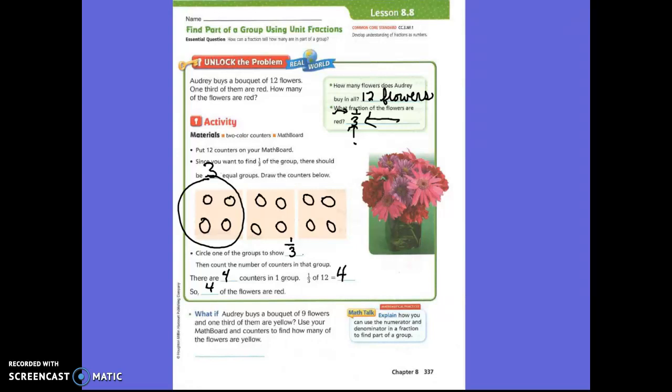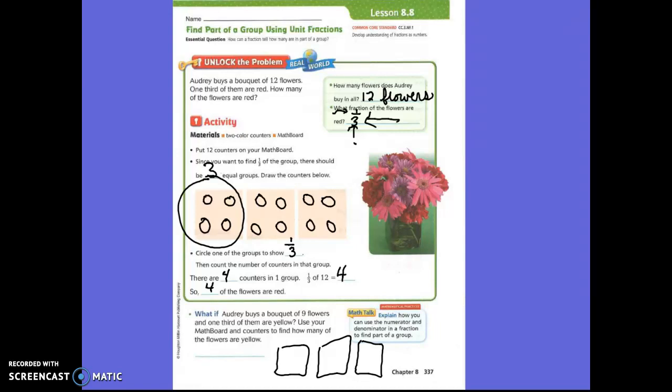Now, what's our denominator in our new question? Audrey buys a bouquet of 9 flowers and 1/3 of them are yellow. So it's also 1/3. It's also 3. Yes, our denominator is 3. So let's go back and make 3 groups. Please don't argue with me. Let's make 3 groups for 1/3 because it's the same fraction as what was on top, 1/3. I was trying to tell you that when you see 1/3, you then make groups. The denominator is 3, so you make 3 groups.